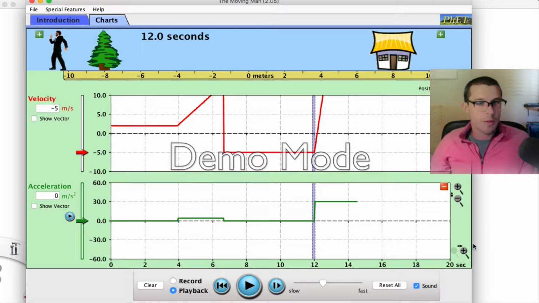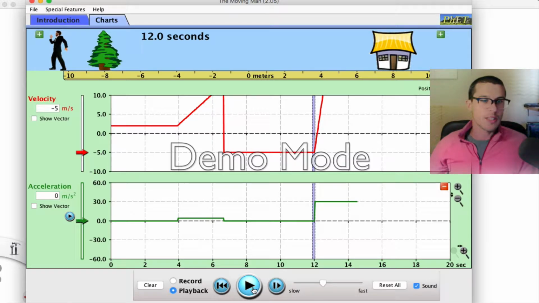Okay, that'll be fine. Right, so here, all of a sudden, he now has a huge acceleration, 30 meters per second squared. So that means every second, he's changing his velocity by 30 meters per second. He's gaining 30 meters per second of velocity every second. That's pretty fast, and you can see that by this huge slope right here. It goes up 30 and over 1. So he goes up 30 meters per second over 1 second.